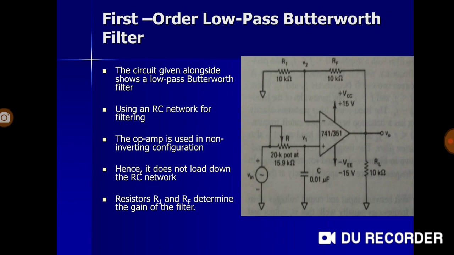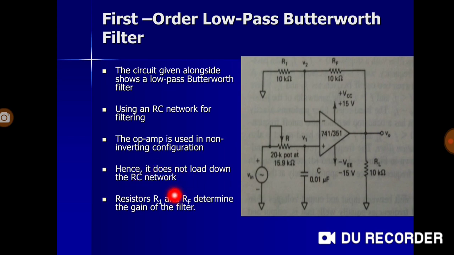Now I have already discussed that using an RC network for filtering, for this particular thing, this is a first order low pass Butterworth filter. Again here I'll draw your attention that first order means basically the order is at which rate the voltage or the gain decreases after the cutoff frequency. That is what we are talking about, order. We'll take a look at the response, then we'll actually realize that.